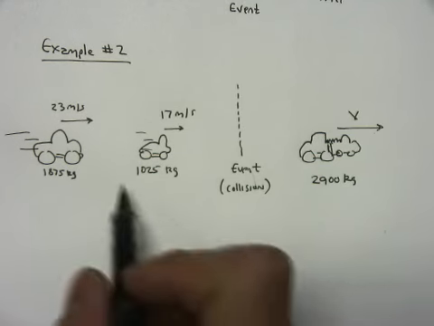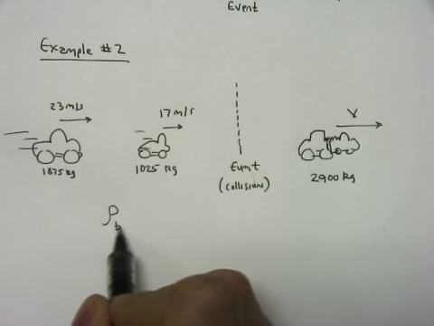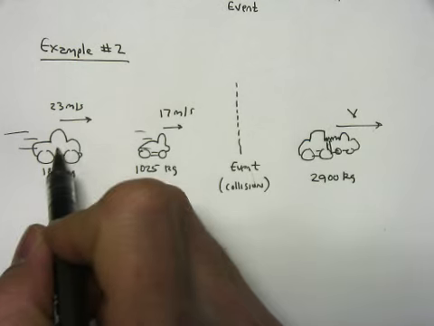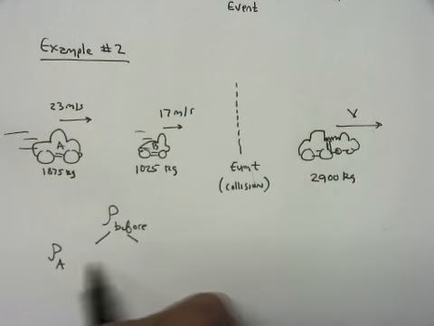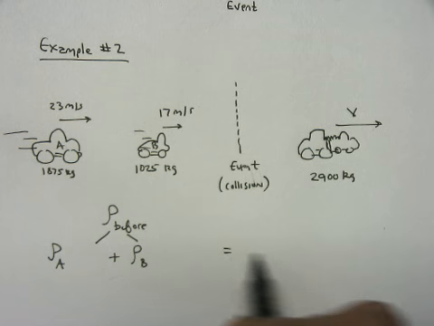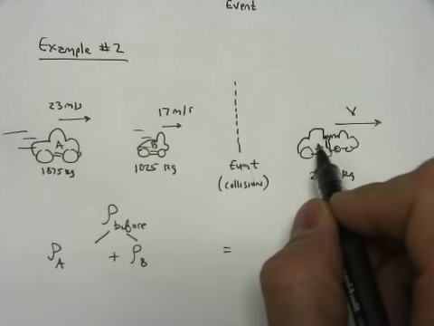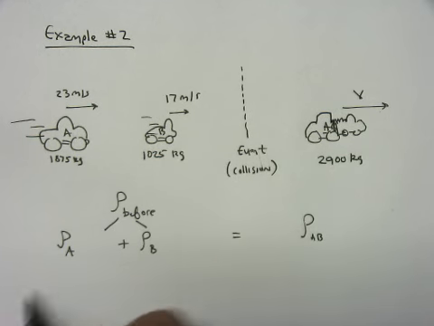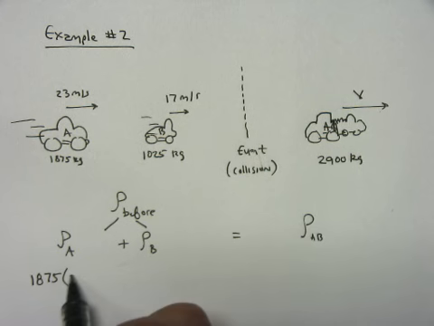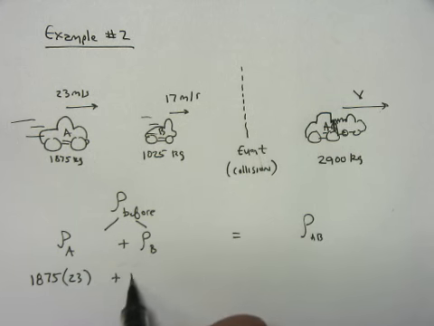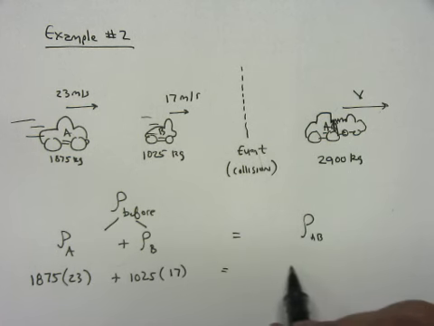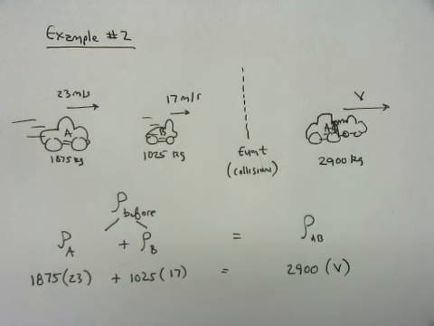What we're going to do is take the momentum before. That momentum before has two pieces. Let's call this car A, and we'll call this car B. The momentum of car A plus the momentum of car B is going to equal the momentum of, let's call this AB. Momentum of A is mass times velocity, so 1875 times its velocity of 23. This has a mass of 1025 and its velocity of 17. And this has a mass of 2,900 times its velocity v.